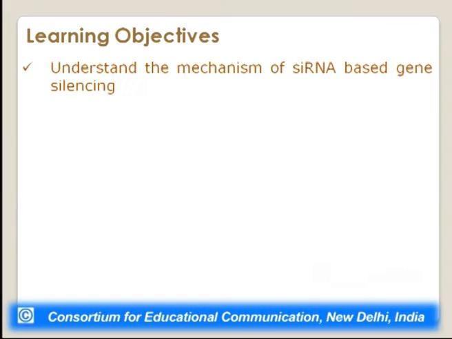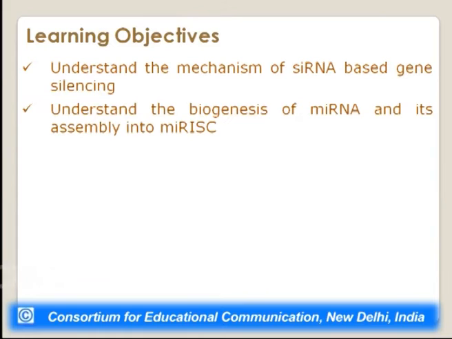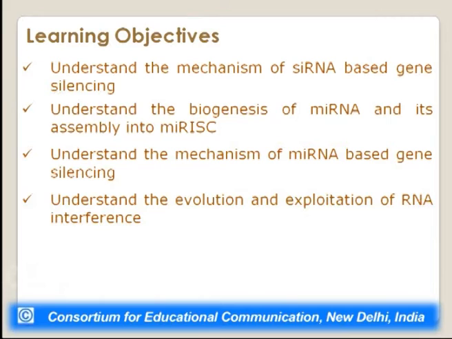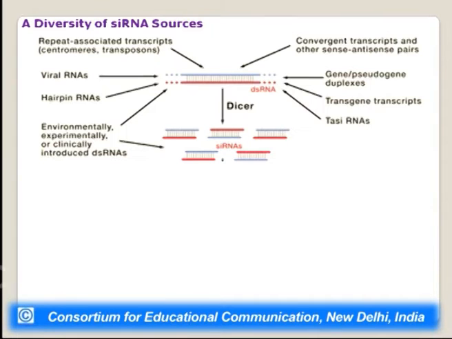In this session, we will talk about how the RNA interference tools, the small interfering RNA and the microRNA, exhibit their control over gene expression. The particular learning objectives are to understand the mechanism of small interfering RNA based gene silencing, to understand the biogenesis of microRNA and its assembly into the miRISC complex, to understand the mechanism of miRNA based gene silencing, and to look a little deeper into the evolution and exploitation of this RNA interference phenomenon.